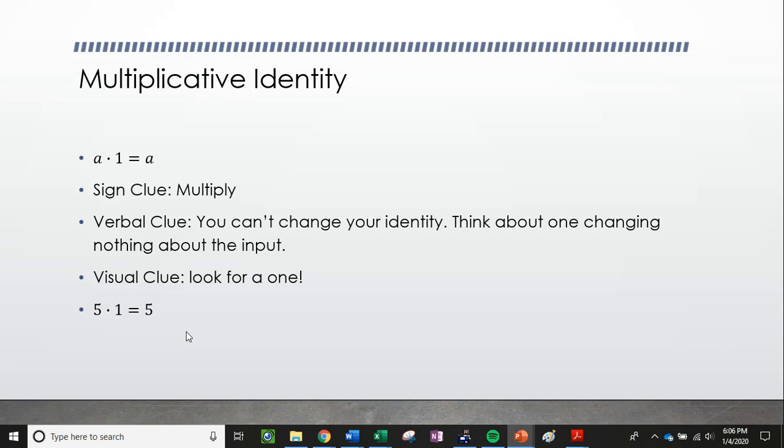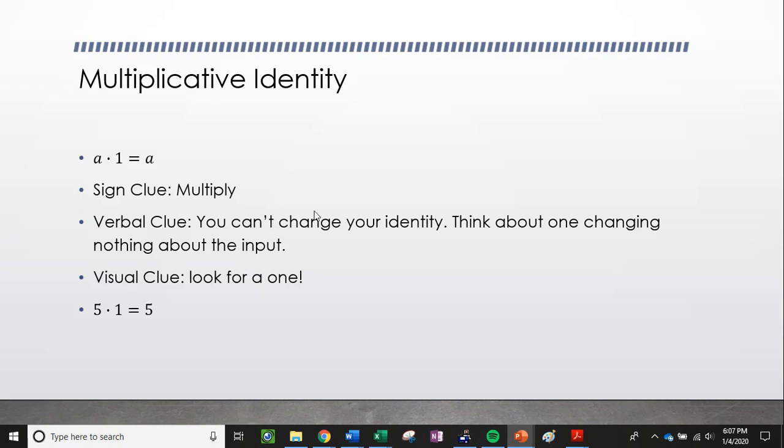Okay, multiplicative identity. When we talk about the identity properties, the idea is that we don't change the identity. And we know that adding and multiplying are different operations. If we want to keep the number the same, we would add 0. That would not change the value of the number. A plus 0 equals A.